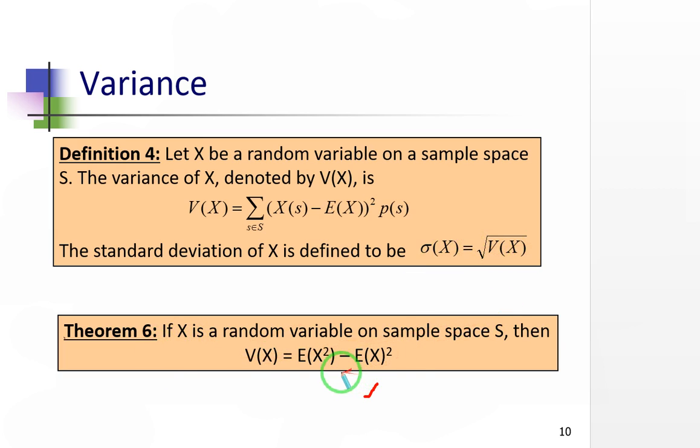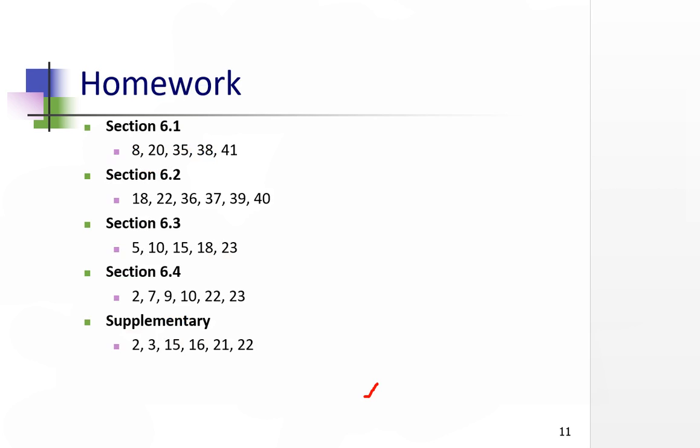Theorem 6. This theorem is mostly used in probability. If X is a random variable on a sample space S, then V(X) is equal to E(X squared) minus E(X) whole squared. Just keep in mind: E of X square minus E of X whole square. Examples of all these definitions you can find in your book. So go through your book and solve these questions, and that's your homework.